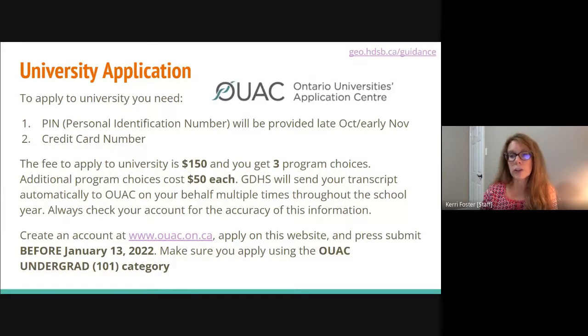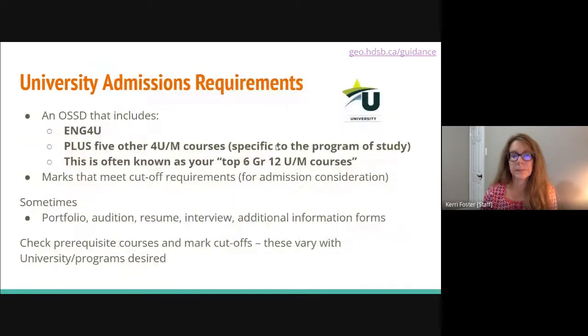Again, we encourage students to apply before the winter break to get that application in, and they're going to be using the undergrad 101 form when they're applying on the Ontario Universities' Application Centre website. So to apply to university, students must have ENG4U, so university Grade 12 English, and then 5 other university or university/college M-level courses, which we often refer to as the top 6, and that must include required courses, so which would be English and everything, as well as any other requirements for the program that you're interested in.